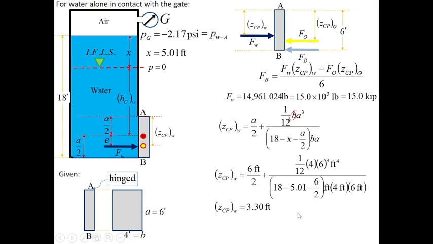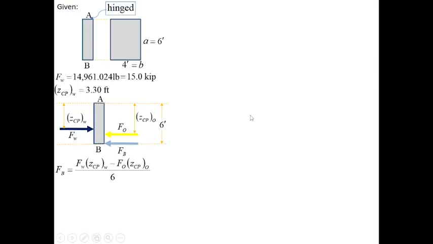Okay, so we're done with FW and ZCPW. Two more to go. Okay, before we can find FB. Okay, so this is for FB. Now, for oil alone in contact with the gate, we shall now consider. Okay, for oil alone in contact with the gate.